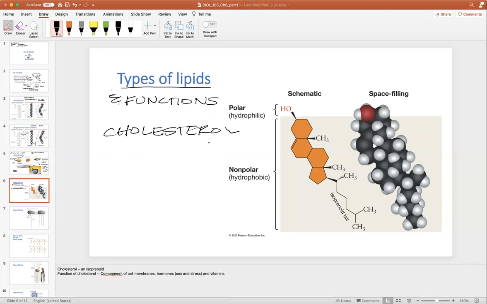So cholesterol is important because it does many things. You can take cholesterol and you've got a carbon-carbon double bond here. Cholesterol contributes to making cell membranes more rigid. So you can add it to membranes to make them more rigid.